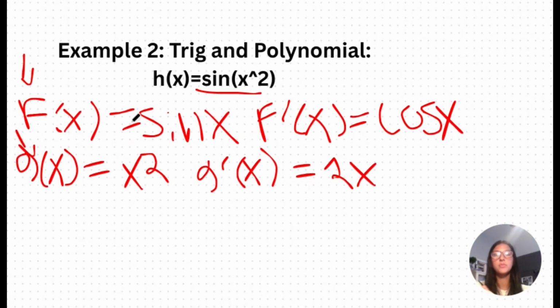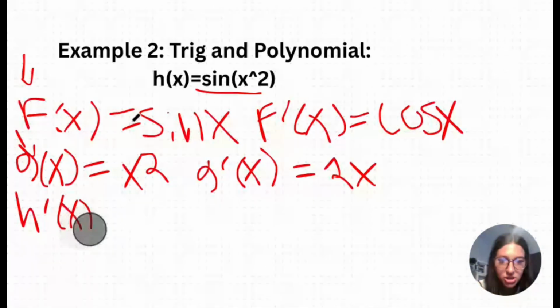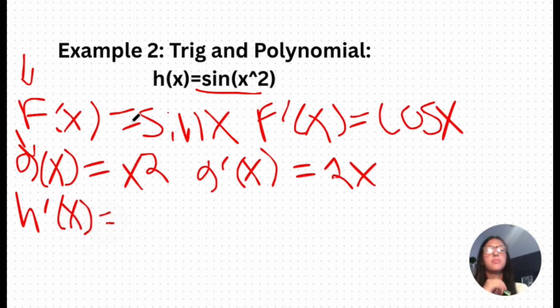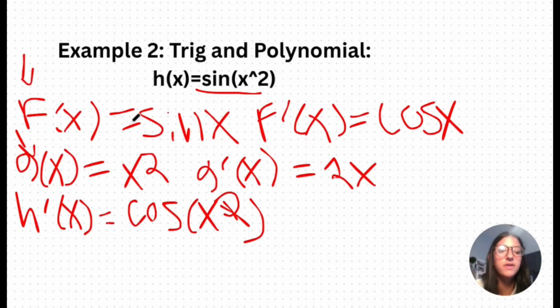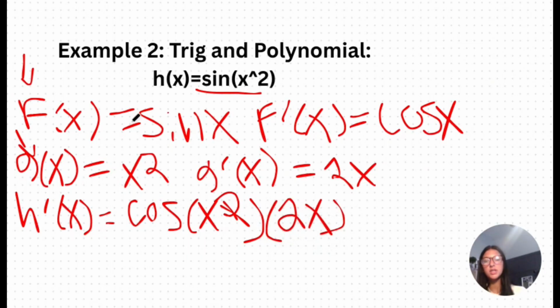Okay, so we are now going to derive the whole function together using the chain rule. First we'll derive the outside function, so we will have cos of x squared, and then that will be multiplied by the derivative of x squared, which we found out is 2x. And there we have it. This is going to be our safe stop.